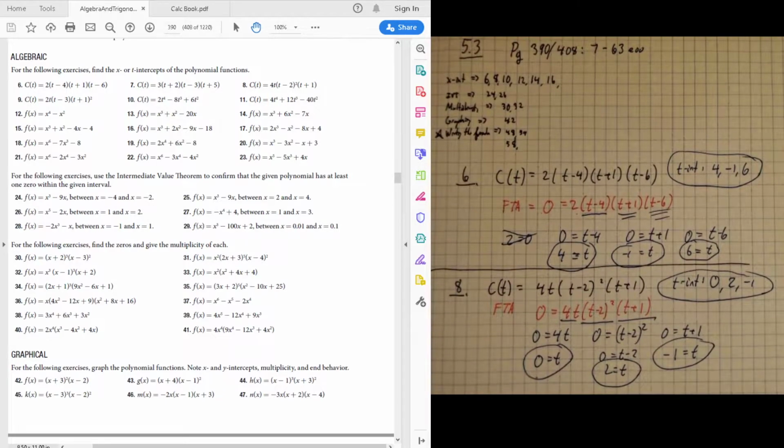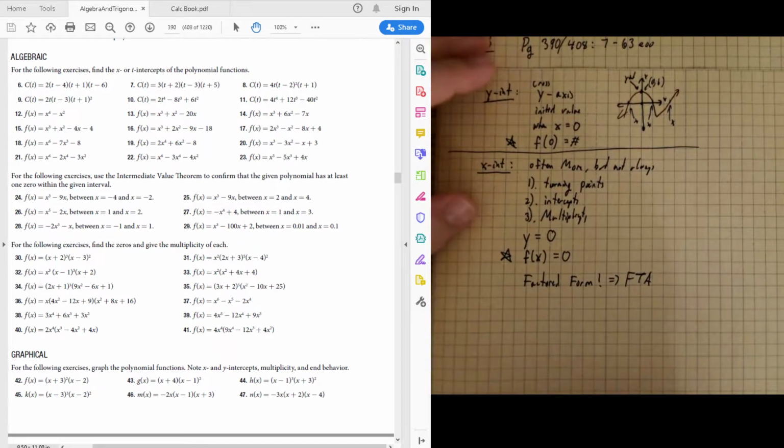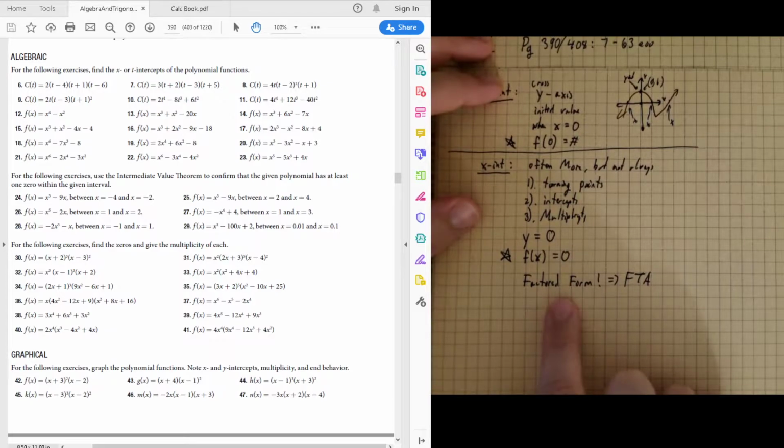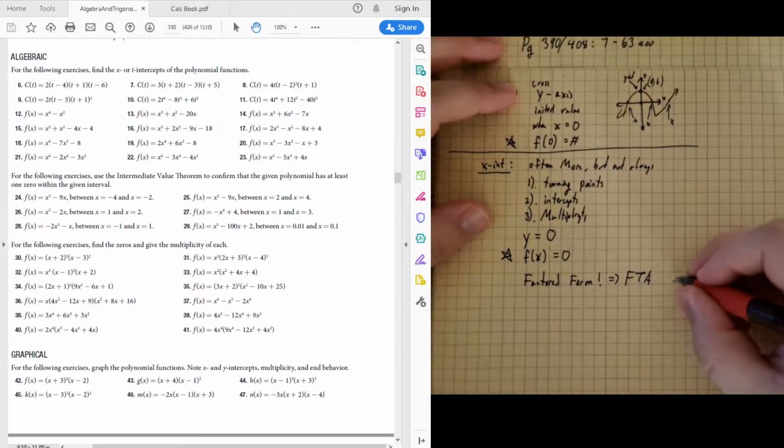So in these factored forms, which you'll notice the first couple of problems are all in factored form, this is by and far the easiest way to approach the problem. So, when possible, if the question asks about x-intercepts, you should always be looking to figure out if it's in factored form, just use the fundamental theorem of algebra.